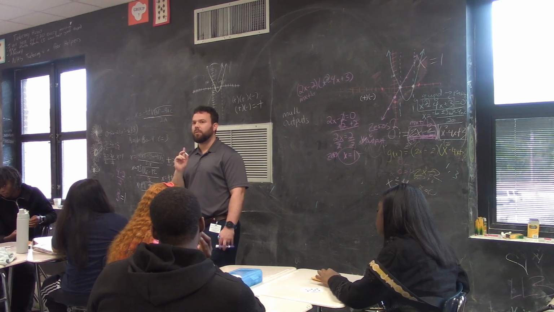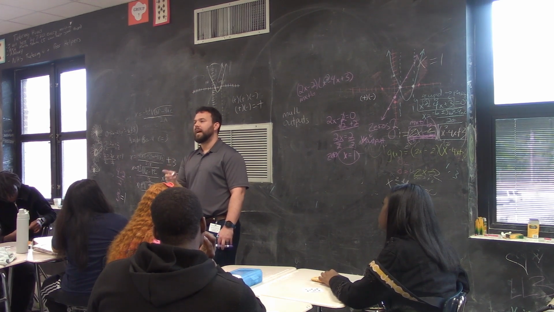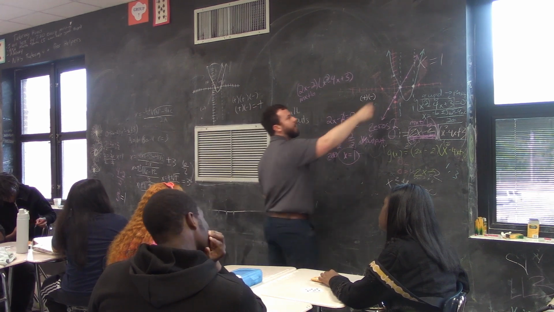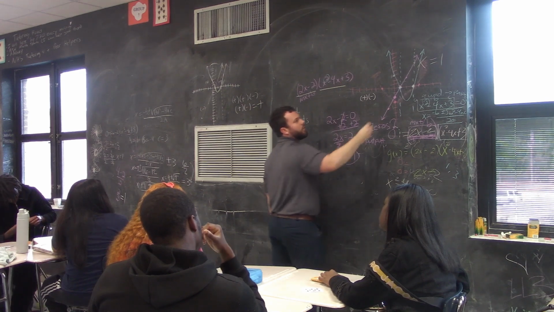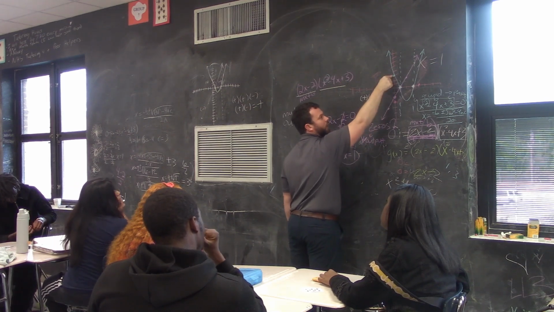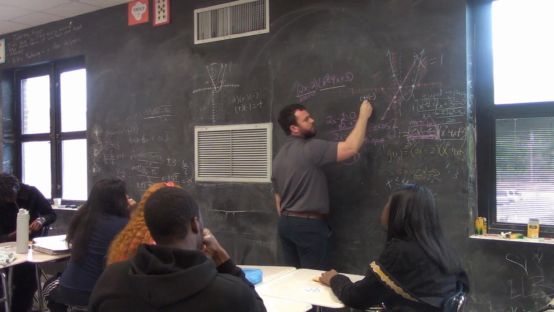But it's not about the number of zeros. It's about the number of what? Factors. How many factors do we have? So we have 2 factors. And so we just need to think about that. A positive times a negative is?